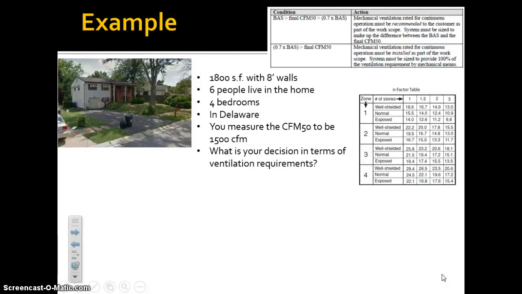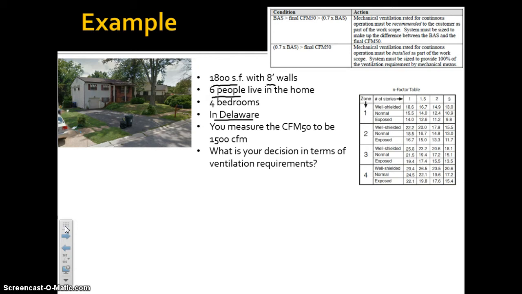Okay, so let's go over an example of a BAS calculation. Okay, so here's our situation. We have an 1,800 square foot house, 8-foot walls. Here's the house here. So each floor is 8 feet tall. There's 6 people living in here.